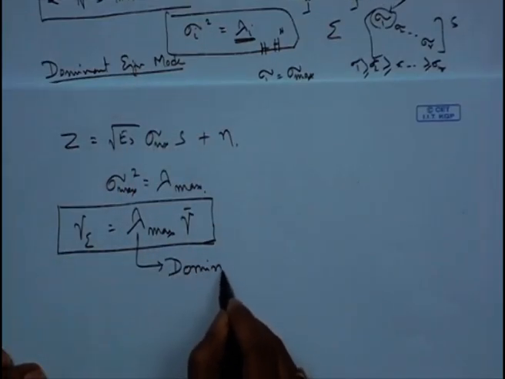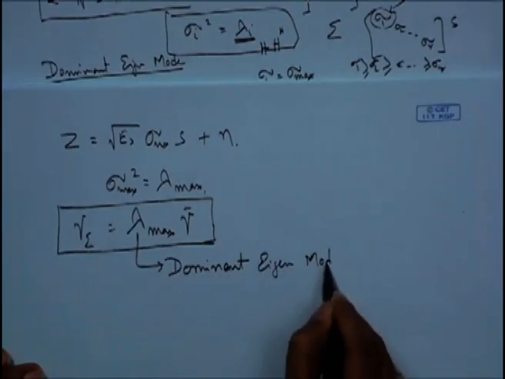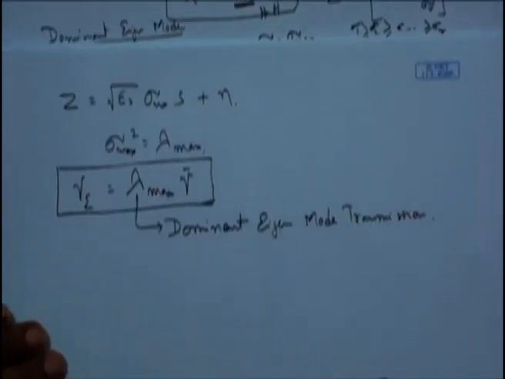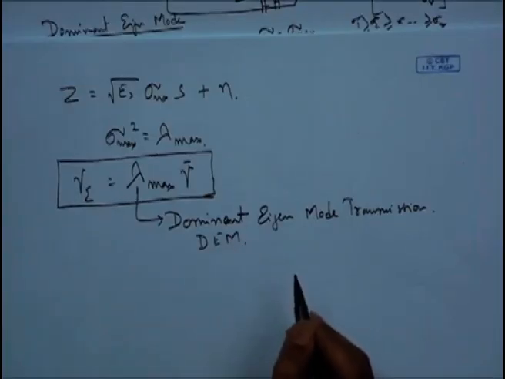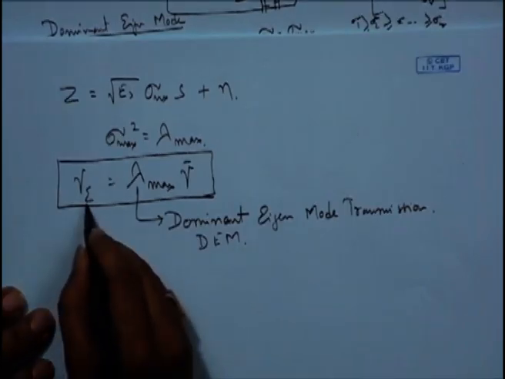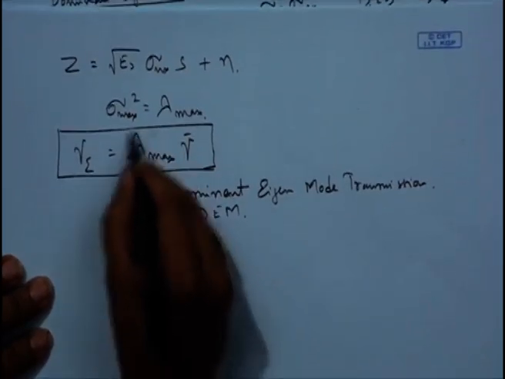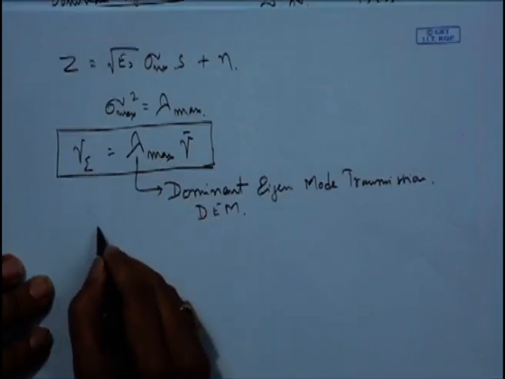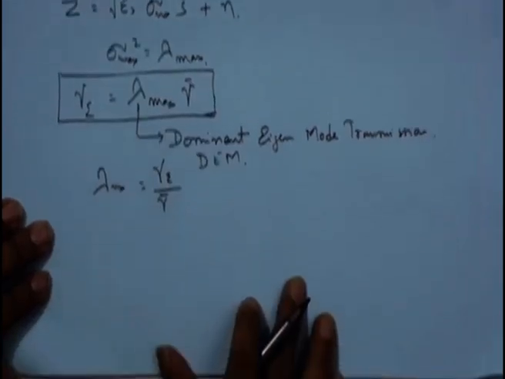So, dominant eigenmode transmission, right. Or in short form DEM. So, with this you can carry on, and we could say that this gamma combiner is equal to lambda max times rho, and of course, if we look at this, we can say that this lambda max is equal to this combined by gamma bar. This we will use at an appropriate time.